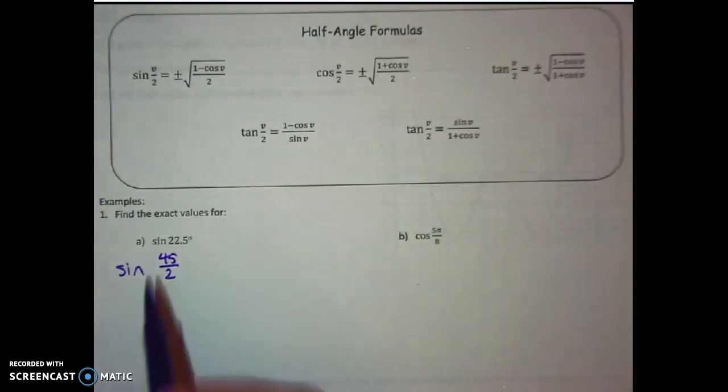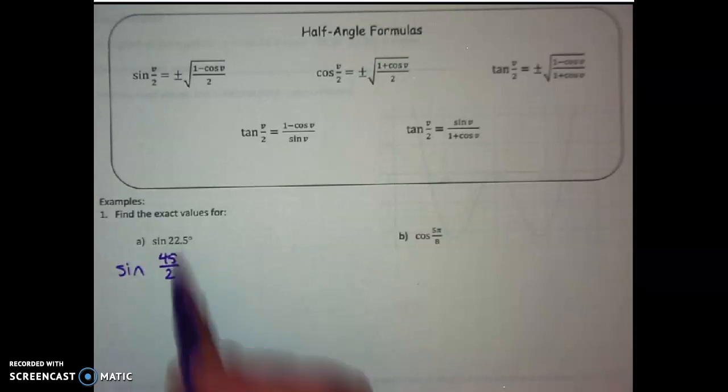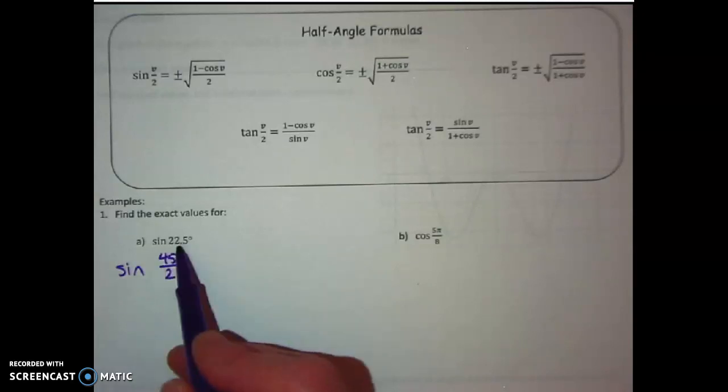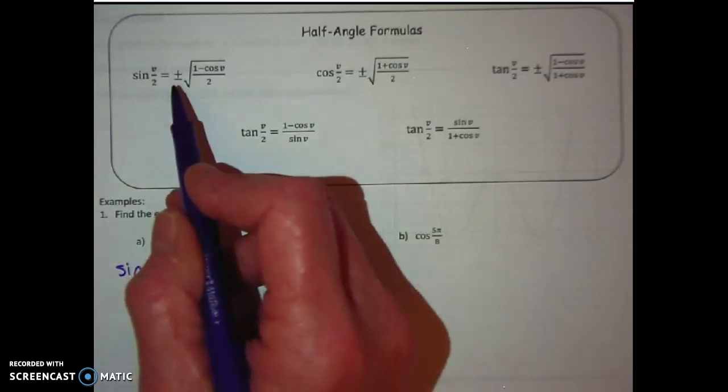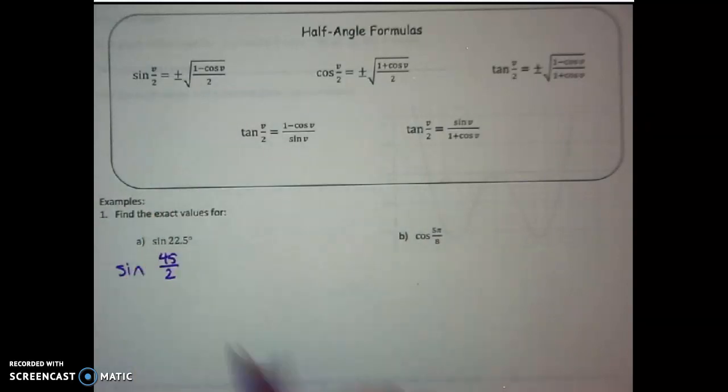One thing that you need to recognize here is the sine of 22.5 degrees is going to be in the first quadrant, which means my sine is going to be positive. When I look at this formula, that tells me I'm going to be using the positive square root. So I'd like you to pause the video and go ahead and use that formula.